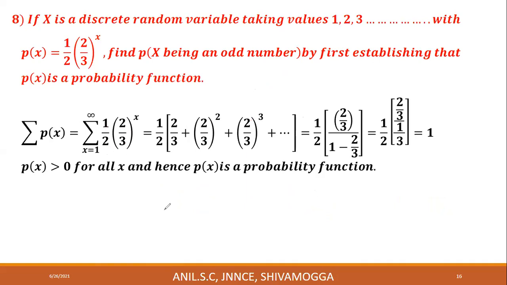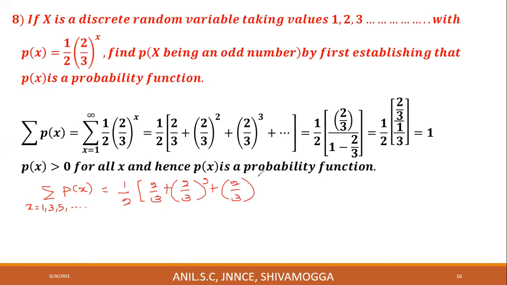Further, what is required? P of x being an odd number. X being an odd number. Odd number means 1, 3, 5, 7, and it continues. This is equal to, here 1 by 2 is constant, keep it outside. When x is equal to 1, this is 2 by 3. When x is equal to 3, 2 by 3 whole cube. I'm sorry, this is not 2, this is 3.